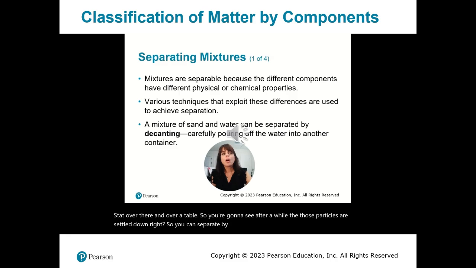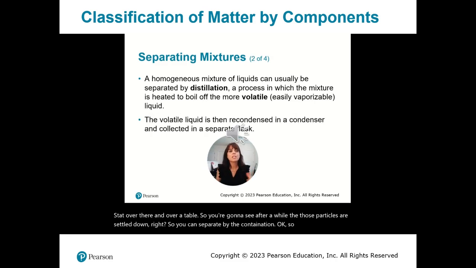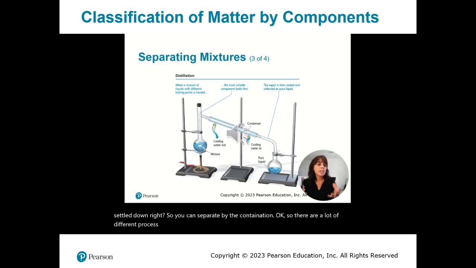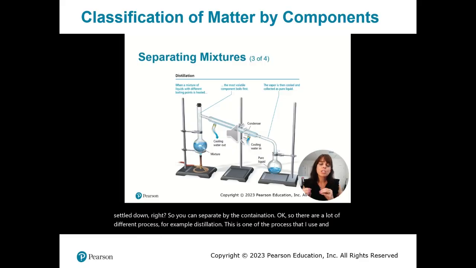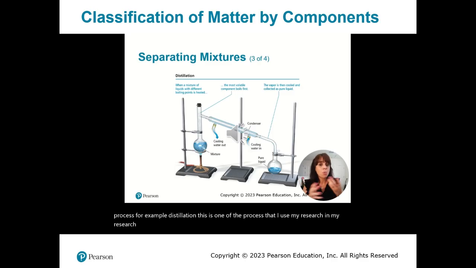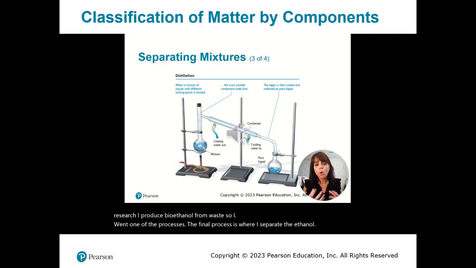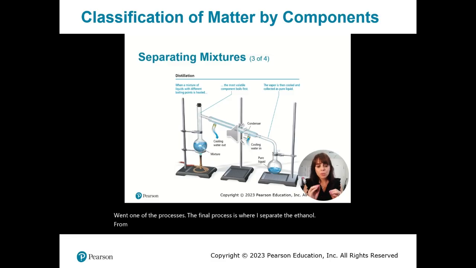There are a lot of different processes, for example, distillation. This is one of the processes that I use in my research. In my research, I produce bioethanol from waste. One of the processes, the final process, is where I separate the ethanol from the whole sample. They have different boiling points. That was what made the distillation process viable.